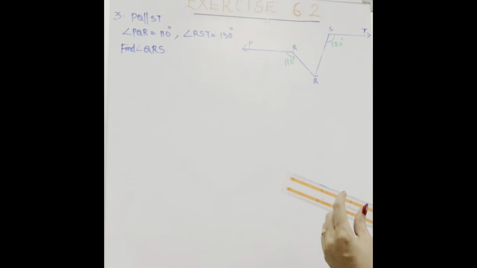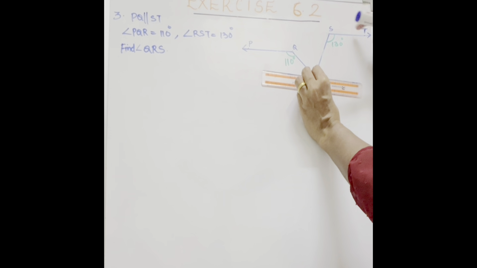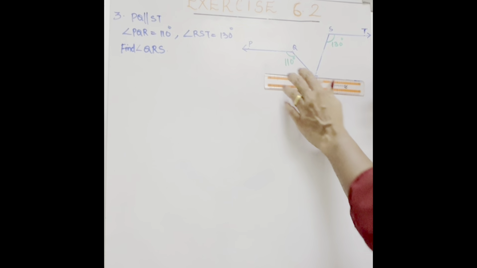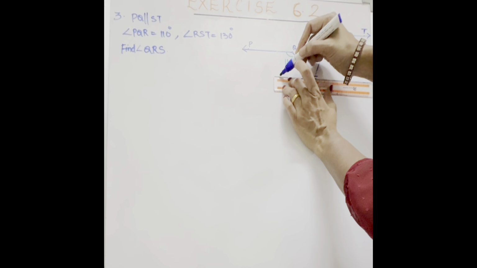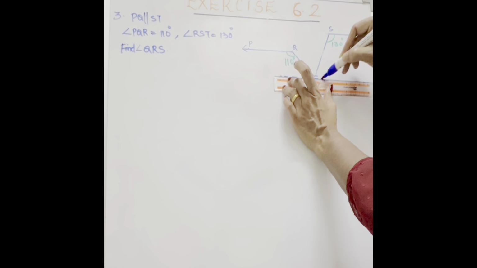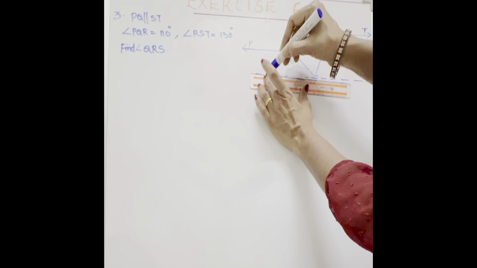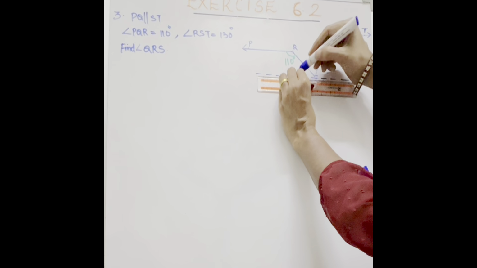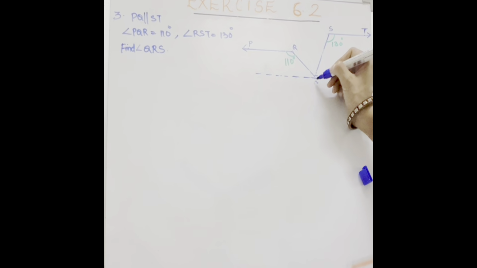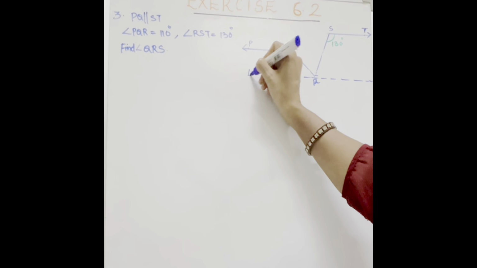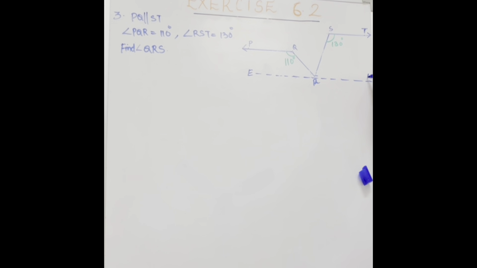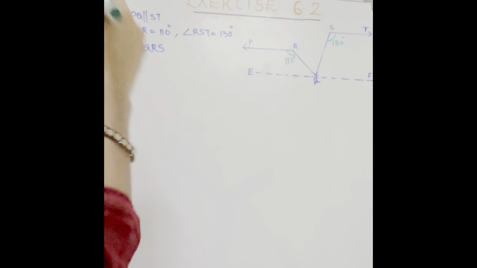Let's draw a parallel line parallel to ST through R. So let's extend it through R, and let's name the points E, F. You can name them as you like. So we just draw this through R. Whatever is given, we will write down here.